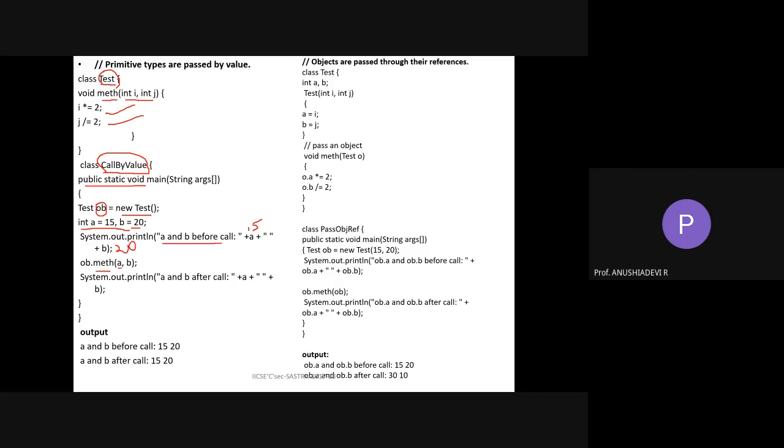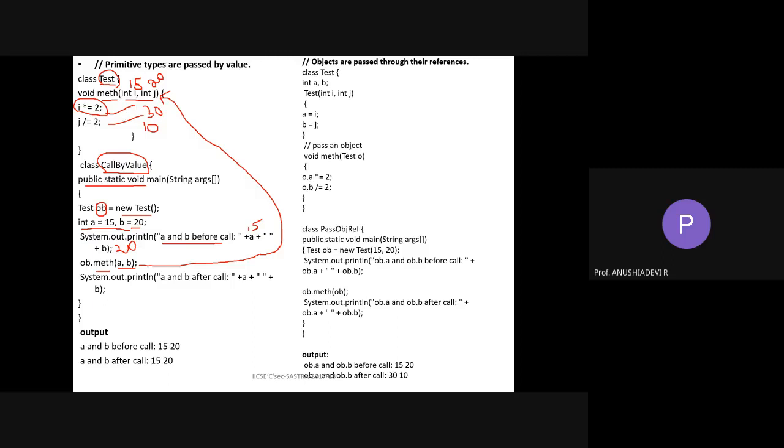Now after that, I am going to call the method and pass a and b as arguments. So then what will happen? Control will come here. Now what is the value of this i? The i value is 15 and this j value is 20. Now I am multiplying the i value by 2, so i becomes 30. And I am dividing the 20 by 2, so j becomes 10.